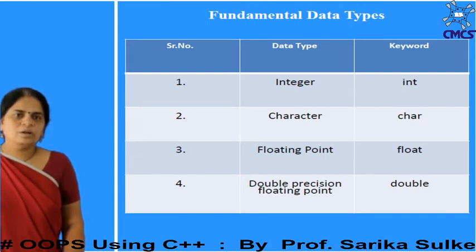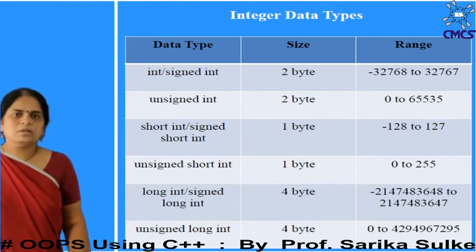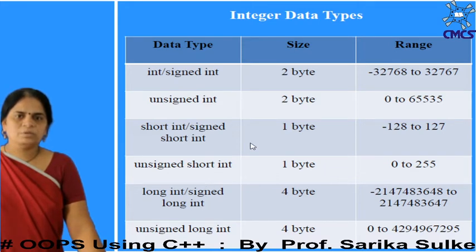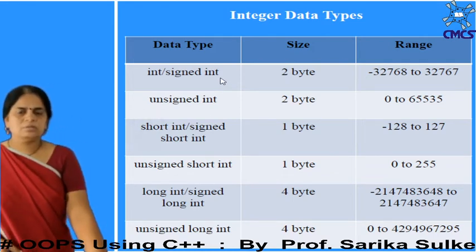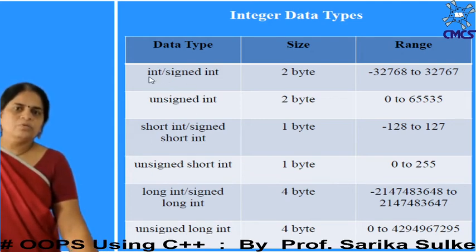So these are the fundamental data types, but these data types are again divided into some subtypes. So these are the integer data types. There are 6 types of integer data types here. Firstly, this is the data type int or signed int. This keyword is used for the declaration of integer data types. So first type of data is int or signed int.